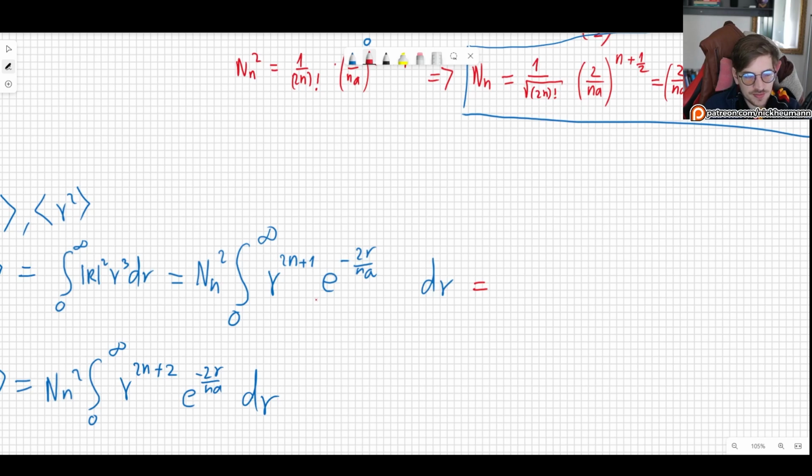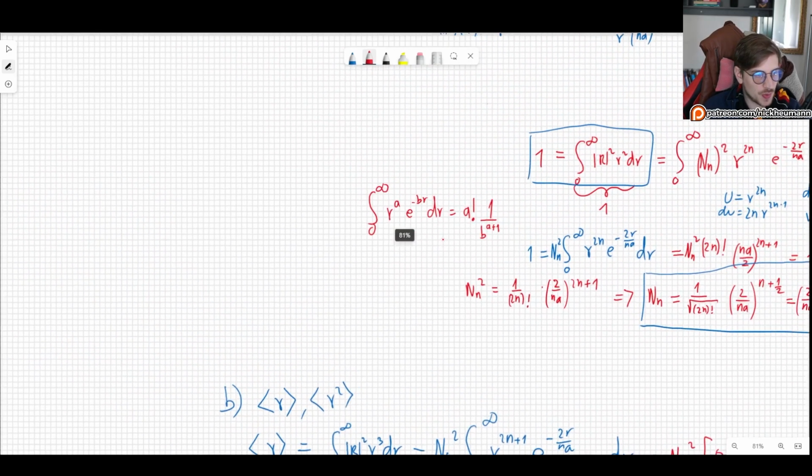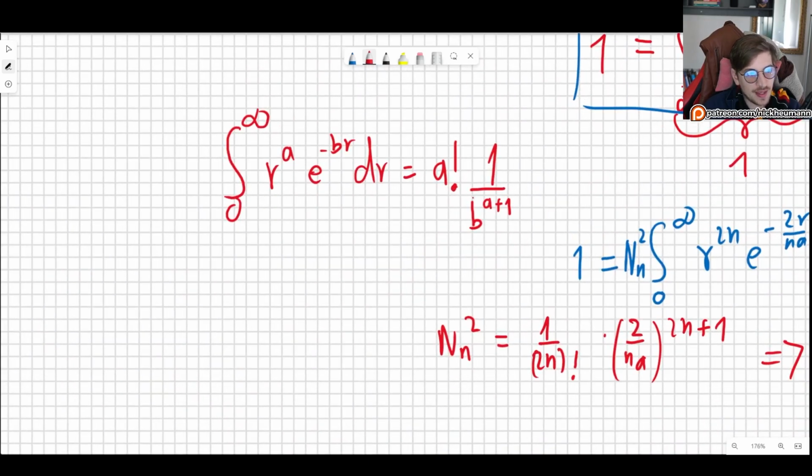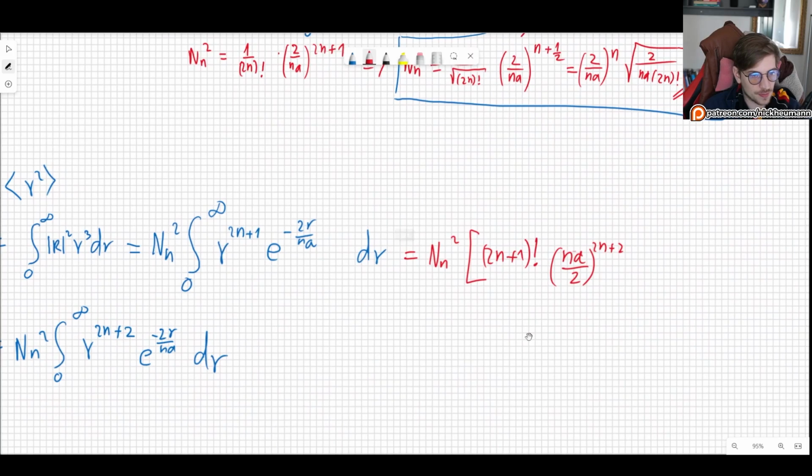So using it, again, if you don't know where it comes from, the link is in the description of the video for how you can solve this integral. So this is now n squared, and now we multiply 2n plus 1 factorial, and then we times 1 over b, to the, in this case, it would be 2n plus 1. So b is na over 2, and this would be 2n plus 1, but plus 1 again, right? Because what we had was a plus 1. So if a is 2n plus 1, we end up with 2n plus 2.